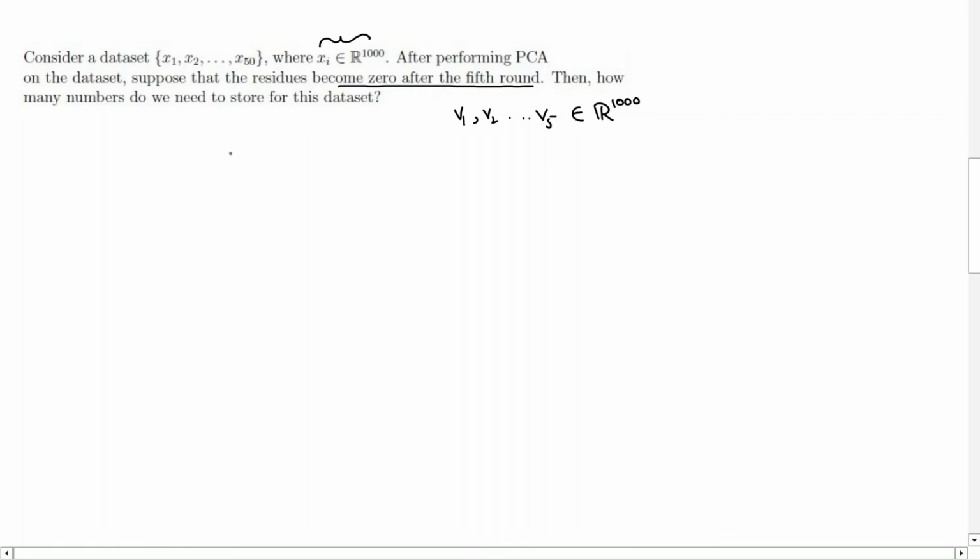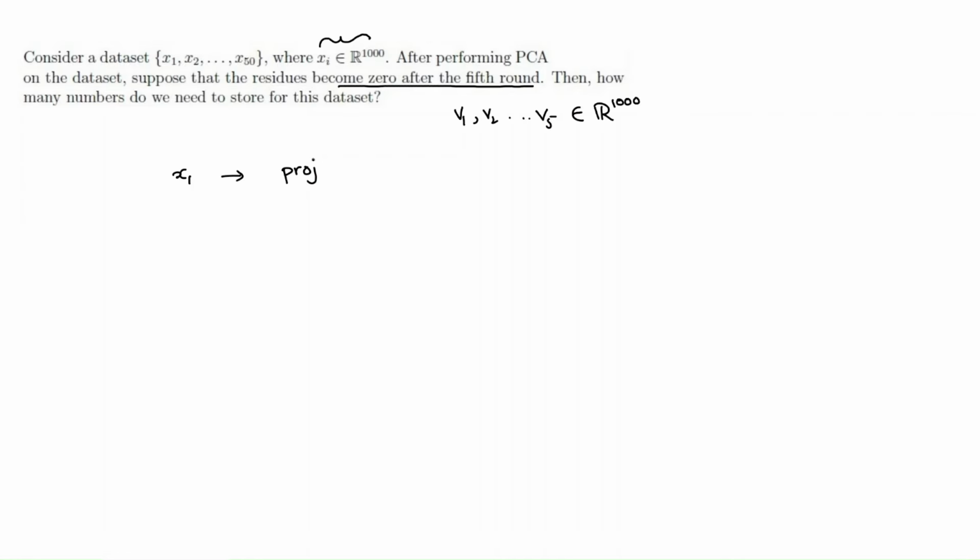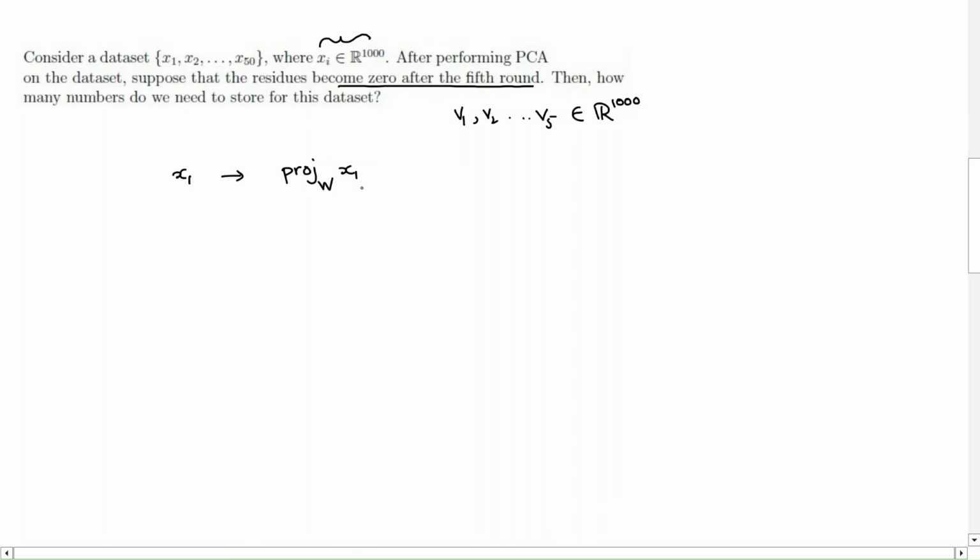What does this mean? This means instead of representing x1, what I can represent is a projection of x1 onto W. Now, what is W? W is nothing but the span of v1 up to v5. Similarly, I can represent all of these xi's as a projection of xi onto W. Now, it turns out that storing these projections is actually easier than storing the original data set.